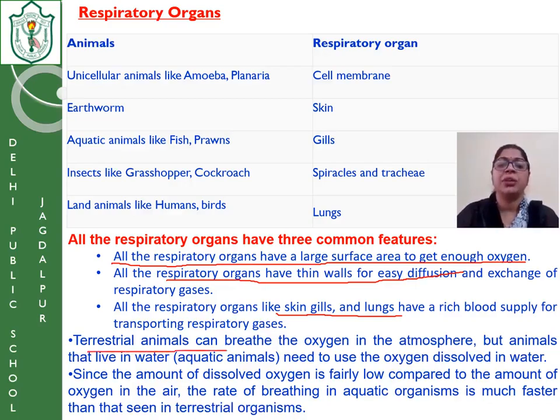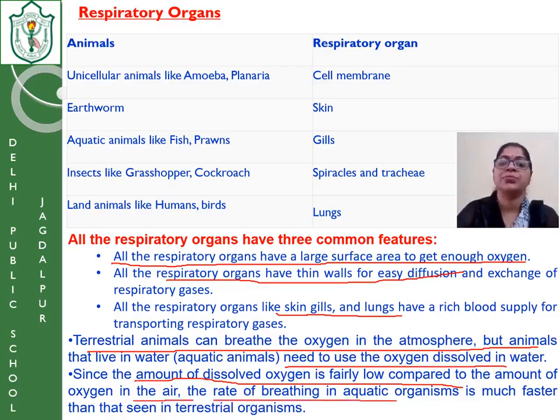Terrestrial animals can breathe oxygen in the atmosphere, but water animals need to use the oxygen dissolved in the water. Since the amount of dissolved oxygen is fairly low as compared to the amount of oxygen in the air, the rate of breathing in aquatic organisms is faster as compared to terrestrial animals. Here you can write a question, and it is there in your book also: why is the breathing rate of aquatic animals more as compared to terrestrial animals? So this can be the answer for that.